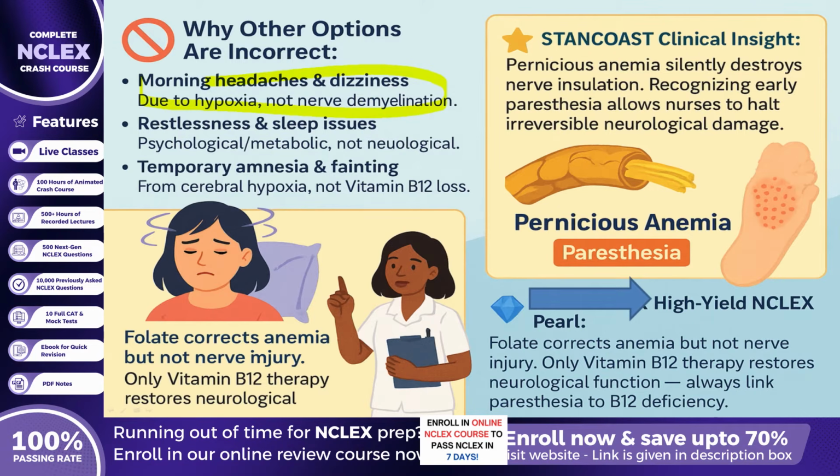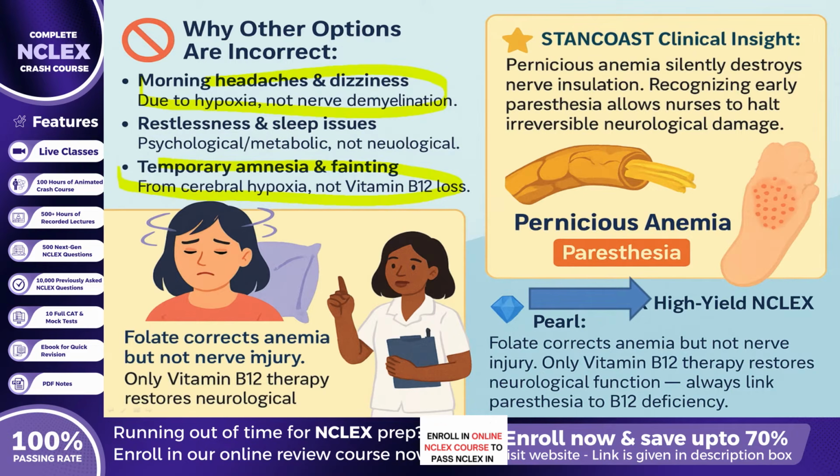Option 3, restlessness and disturbed sleep, represents more psychological or metabolic disturbances and not neural demyelination. Option 4, temporary amnesia and fainting, may occur from cerebral hypoxia in severe anemia, but are not typical features of vitamin B12 deficiency. Instead, cognitive symptoms like mild memory loss or depression are seen. Thus, the most expected neurological symptom reported by a client with pernicious anemia is numbness and tingling in the extremities, reflecting impaired peripheral nerve conduction caused by demyelination.